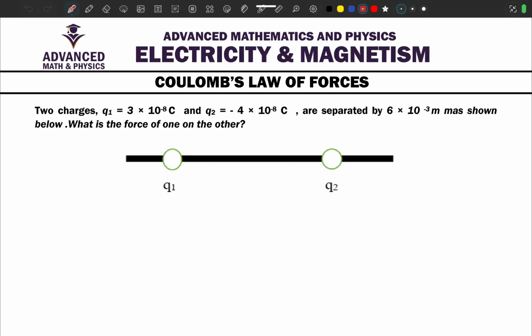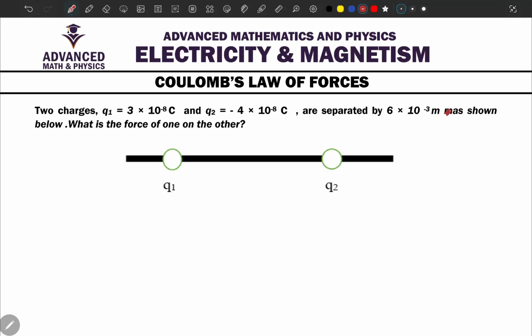Welcome to this video. We are going to look at Coulomb's law of forces, a tutorial question. The question is saying that two charges, Q1, 3 times 10 to the power negative 8 coulombs, and Q2, negative 4 times 10 to the power negative 8 coulombs, are separated by a distance of 6 times 10 to the power negative 3 meters, as shown below.